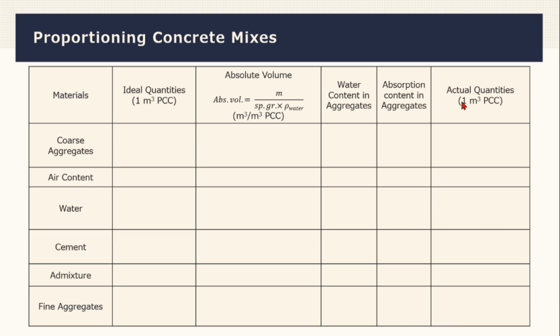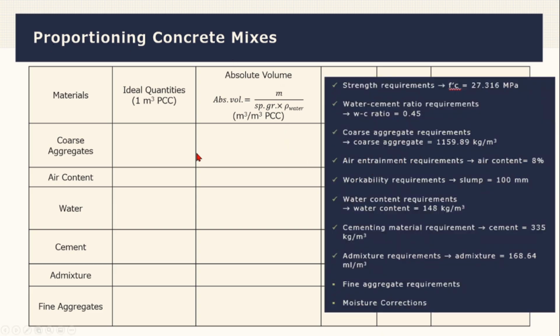And finally is the actual quantities that we are going to use in proportioning concrete mixes. Let us put these values on the table. We have coarse aggregates of 1159.89, air content of 8%, water content of 148 kilogram per cubic meter, cement is 335, admixture is 168, and fine aggregates is unknown.